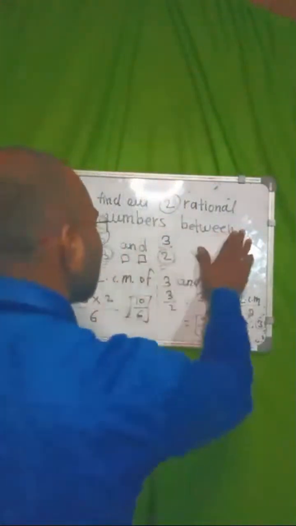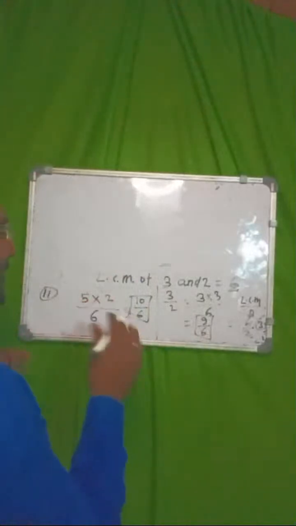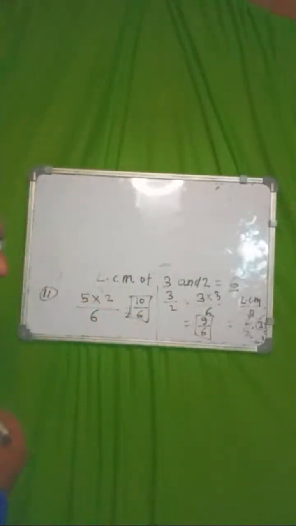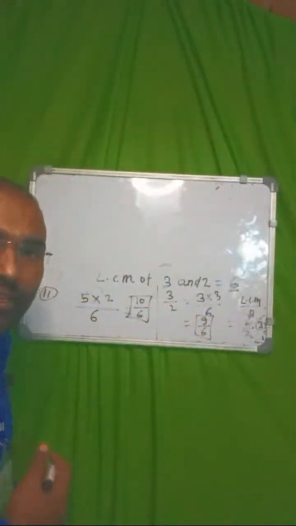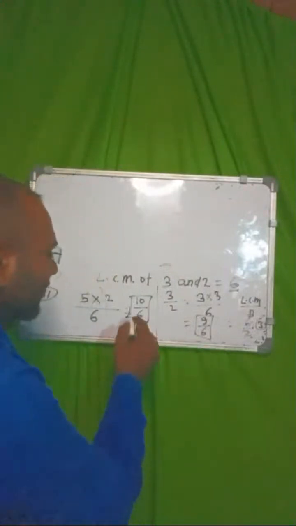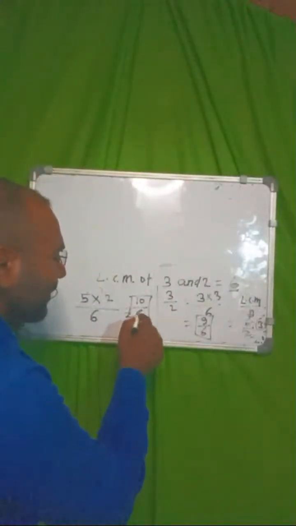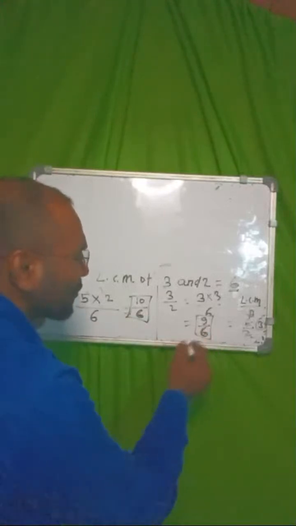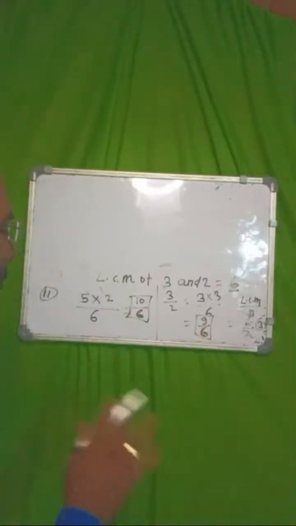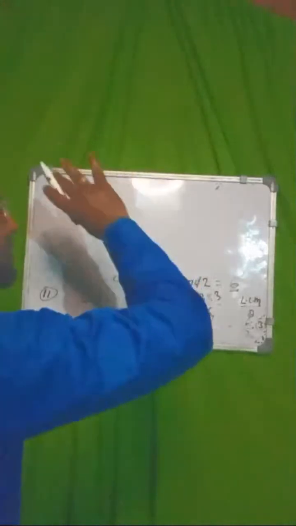Okay, now let's see the next step. First of all, we have to write down the smallest fraction. How do we find the smallest fraction? Here the denominators are the same, this one is also 6, this one is also 6. So when the denominators are the same, then simply see which one has the smaller numerator.